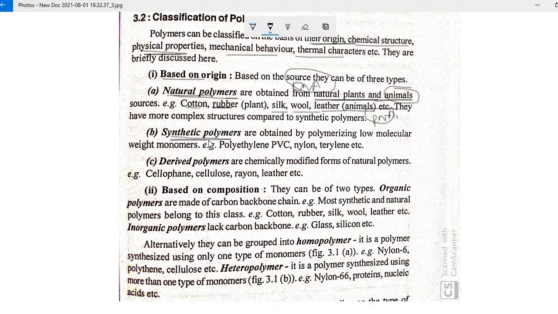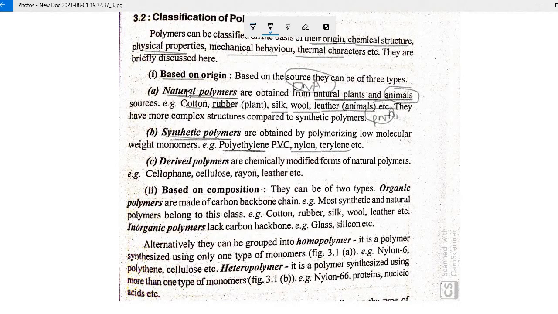So what is a synthetic polymer? Synthetic polymers are also called man-made polymers. So in the synthetic polymers, the examples are polyethylene, PVC. PVC means what? Polyvinyl chloride, nylon, toluene, etc. So these are the examples of synthetic polymers. So in this chapter, the examples are very important from the exam point of view.